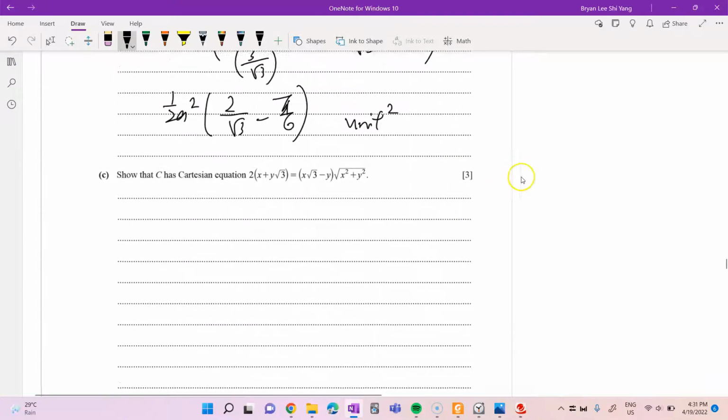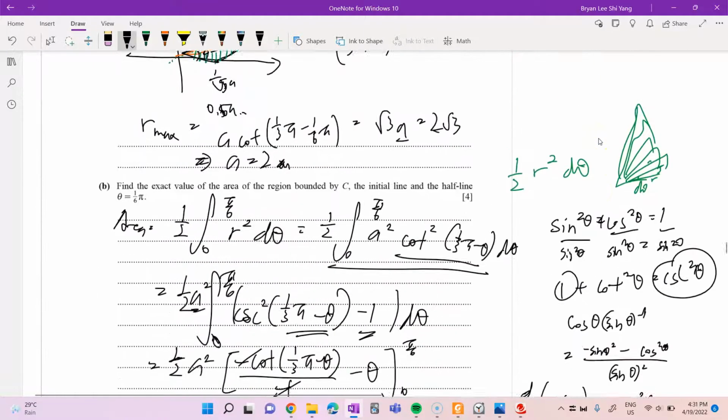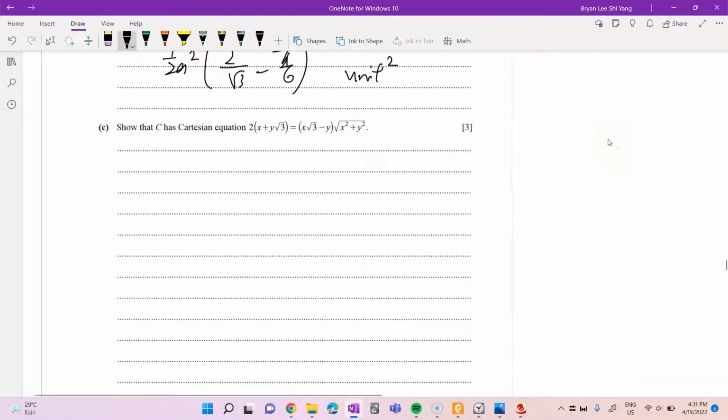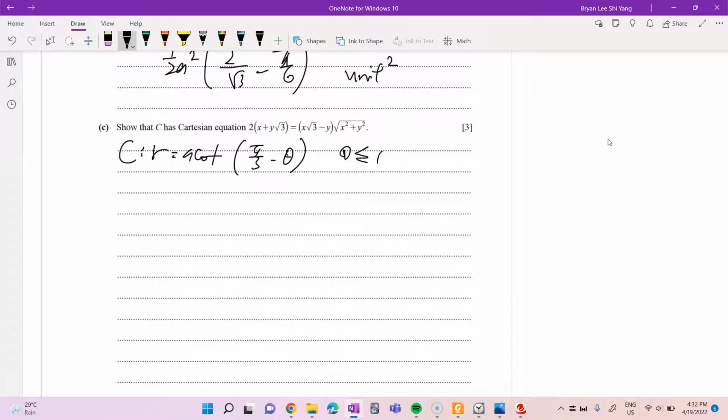Let's see what C is again. Let me write it down again. C: r equals a cotangent of pi/3 minus theta, and then we have our range 0 to pi/6.